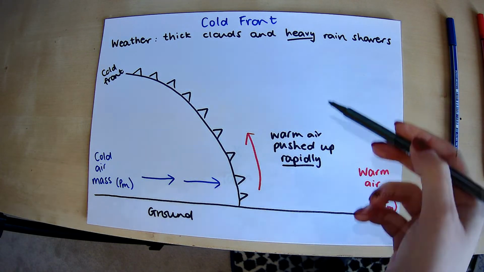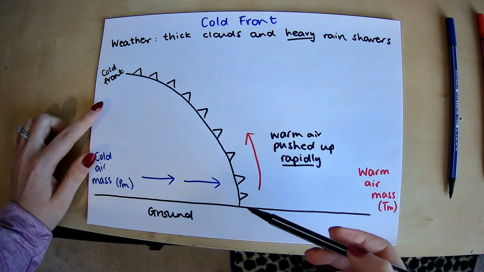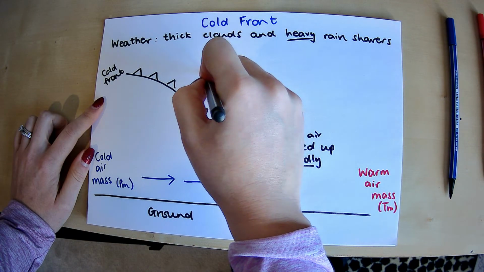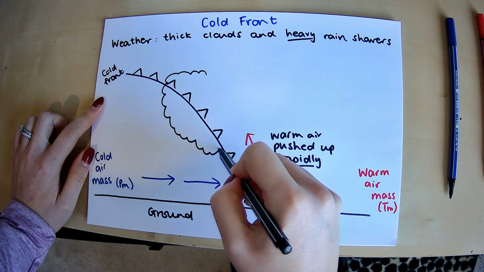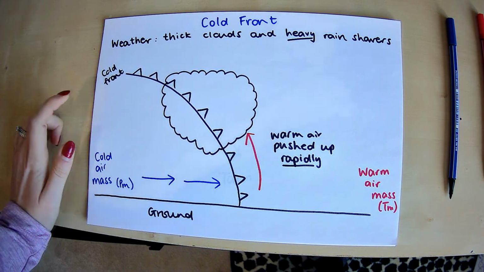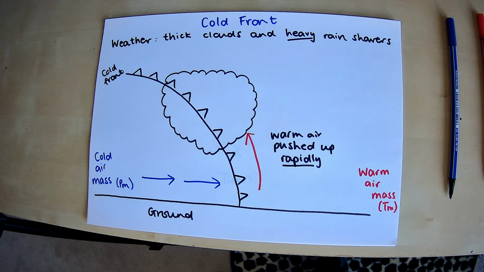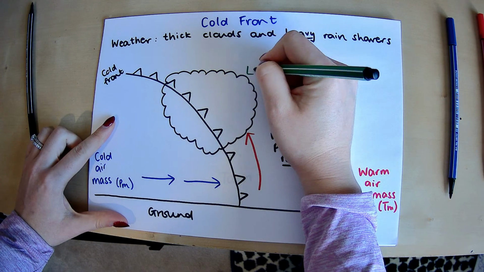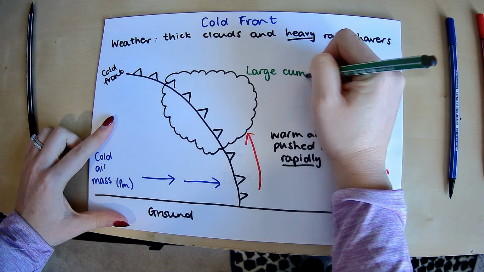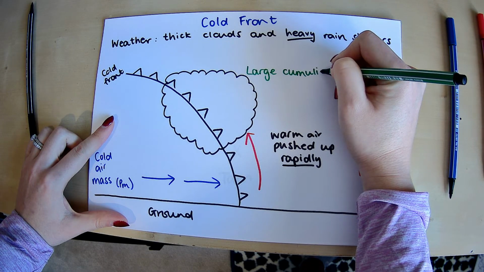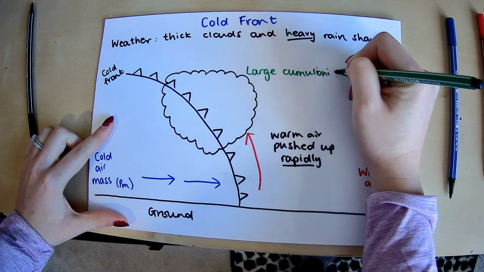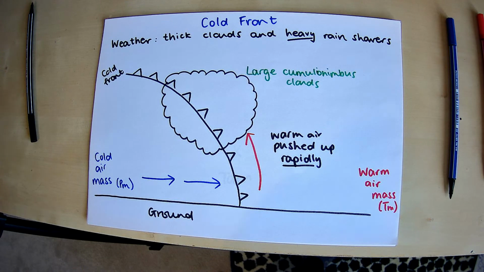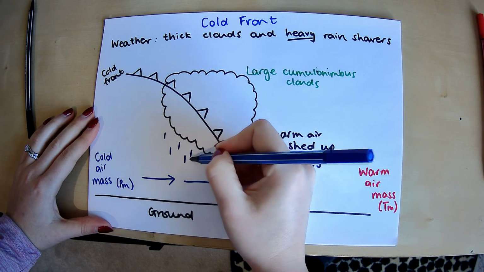Because of that, again, we get cooling, we get condensation, we get clouds, but it all happens much more quickly because it's going up so much more quickly. Therefore, we end up with very large towering clouds over our cold front. That's why it brings heavier rain, because we end up with these larger clouds. These clouds are called cumulonimbus clouds. Again, you don't necessarily need to remember that. All you need to know is they are very big clouds, and they bring lots of heavy rain.